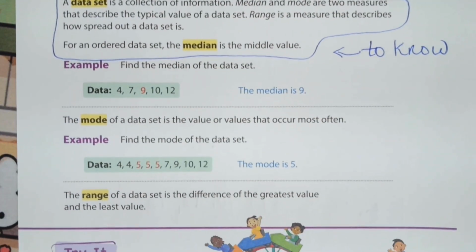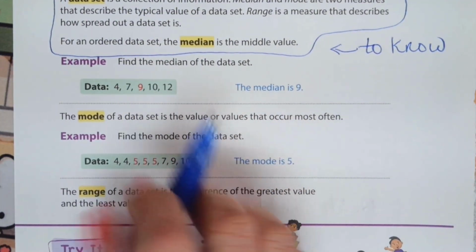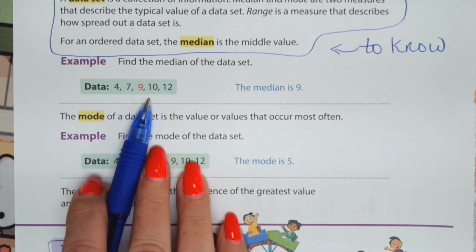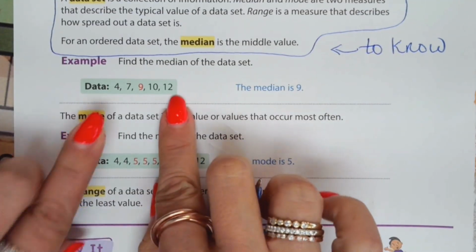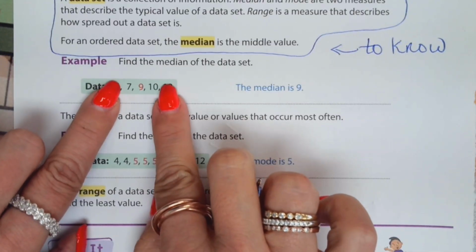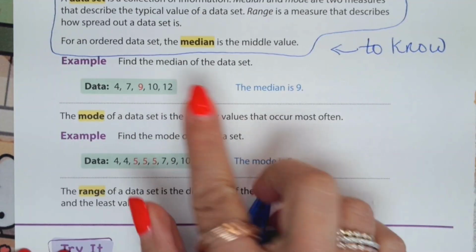Okay, so we have this data set, right? And notice, are our numbers already listed from least to greatest? Yes, it is. So what is the median number there? It is 9, right? That one stays in the middle, so the median is 9.